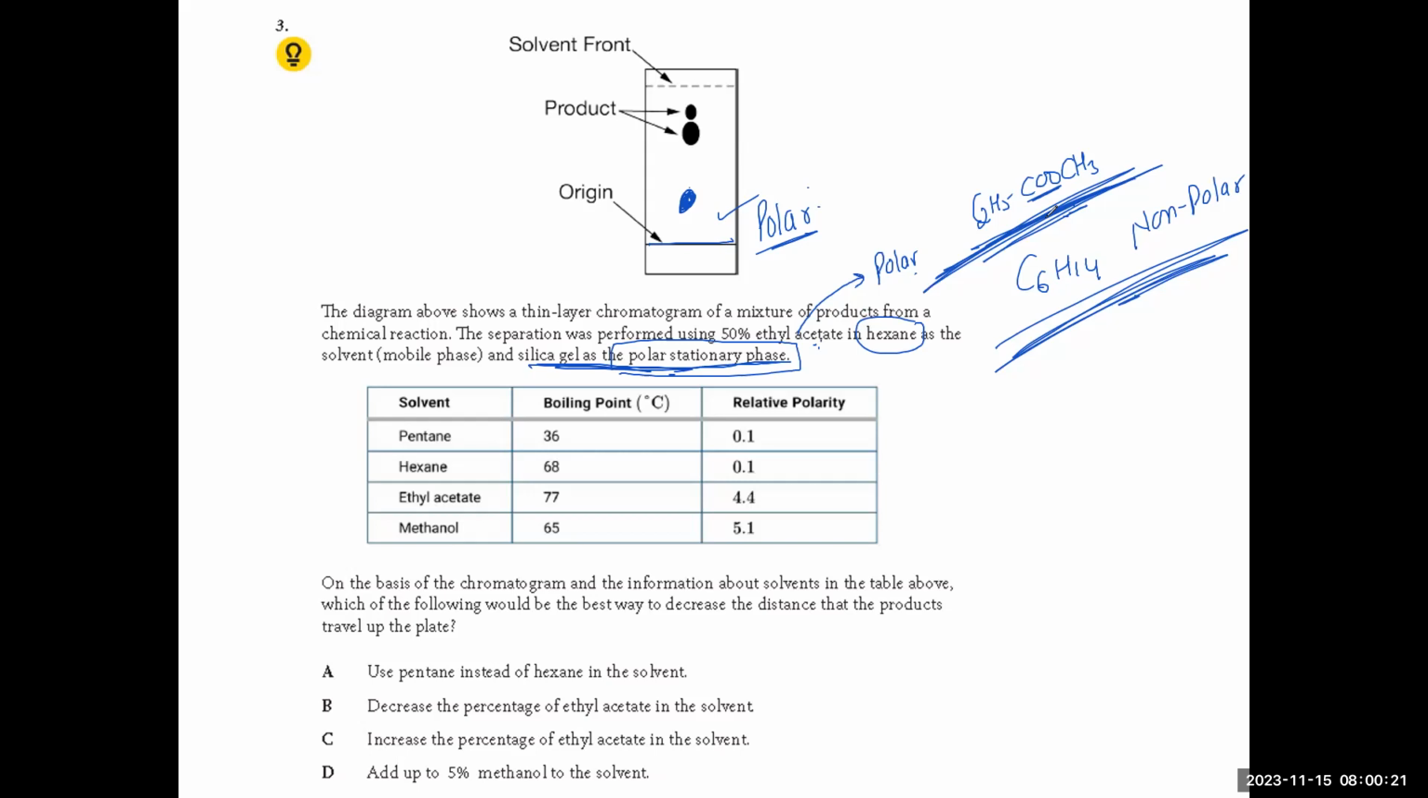The solvent has two components. One is polar, the other one is non-polar. And the silica gel is also polar. You want these components to move slowly. If you want this component to move slowly, then you increase the polarity of the solvent. So, C is the answer, right?